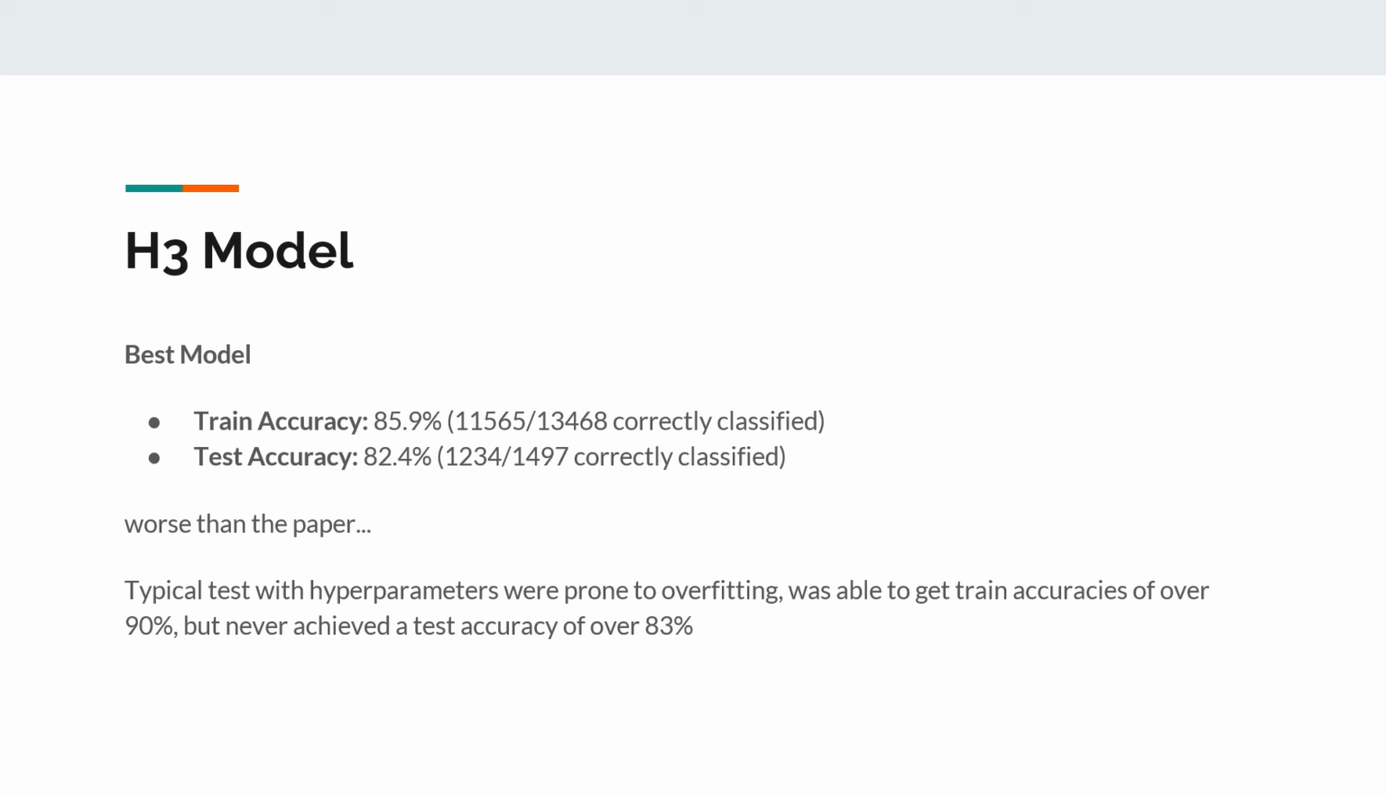I tested a lot of hyperparameters, and in general, the model was very prone to overfitting. I was able to get training accuracies of 90%, but the associated test accuracy never got over 83%.